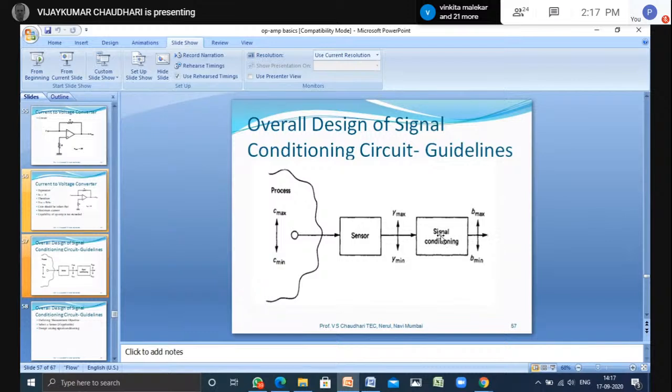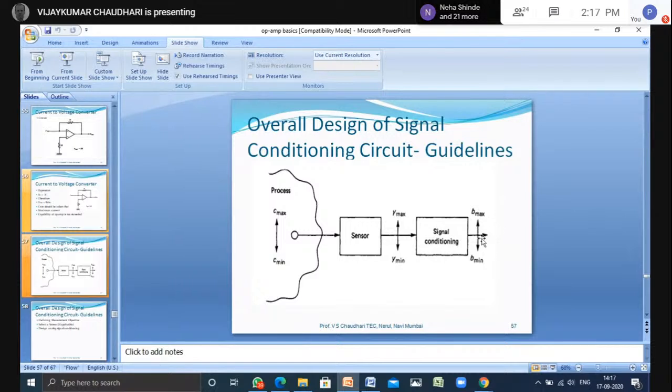Okay. So once the relation is known, then we can decide what type of circuit is to be used, whether it is an inverting amplifier, a non-inverting amplifier, a summing amplifier, an integrator, a differentiator, or a voltage to current converter. Which circuit to be used will depend upon the relation between output and input. Okay, so let's find the expression.